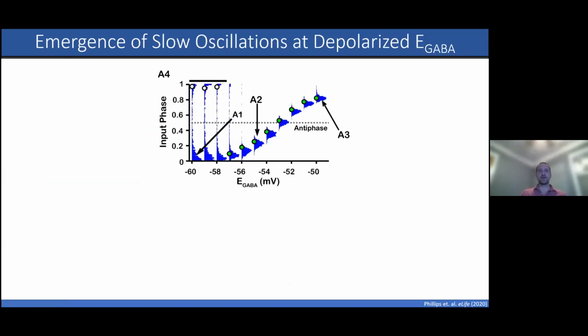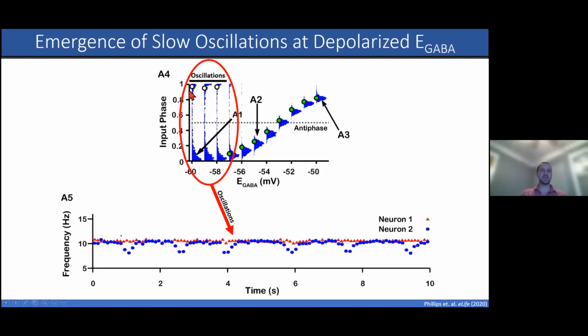All right, so we take a little bit of a closer look at what's happening over here on the left-hand side for hyperpolarized E-GABA. When we have these unstable fixed points, we actually get oscillations. And these oscillations show up as transient dips in the firing rate of the postsynaptic neuron. These happen at roughly 1 to 2 hertz.